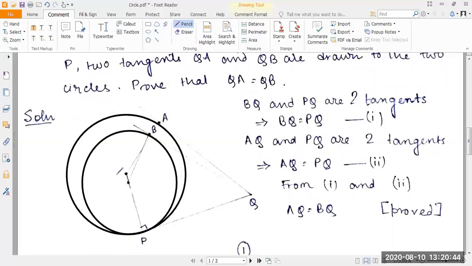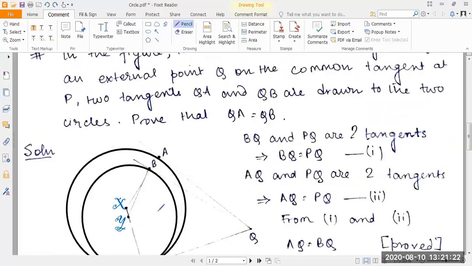Since these two have separate centers, I can name this center as X. That's the center of the bigger circle, because if you have a bigger circle, its radius will be larger. And I can name the other center as Y, the circle which has the smaller radius. The circle with the larger radius has center X, with radius XP. So that's the setting that we have for this kind of sum.